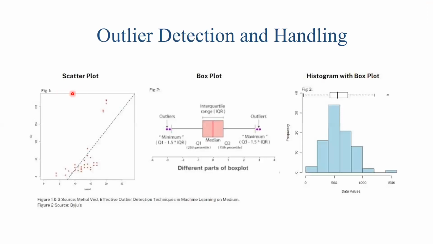Here we have different plots like the scatter plot, box plot, and histogram. For this visual inspection, we are going to use box plots, scatter plots, or histograms to visualize the data and inspect it for any unusual patterns or data points. And next, we are going to take the statistical approach.